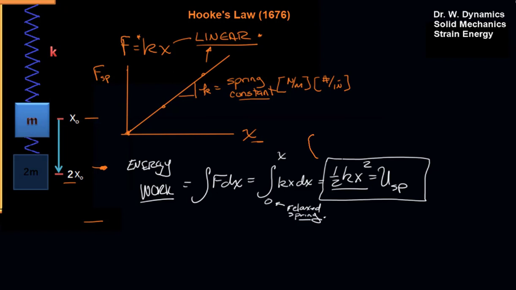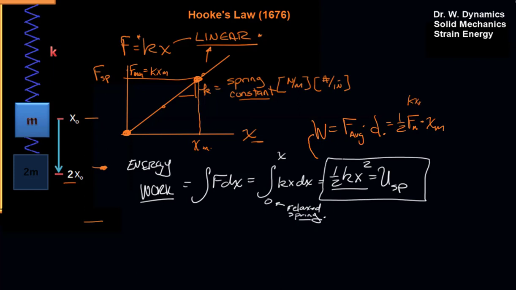Now you might recall that we can also calculate the work done by a variable force as F average times distance, where the average force in this case, if we're going from 0 to x max, we'll find that F max will be Kx max. And the average then would be from 0 to F max. So that would be 1/2 of F max times the distance, which would be x max. And looking over here, we see that F max is Kx max. And we'll get 1/2 Kx max squared, our spring energy equation.